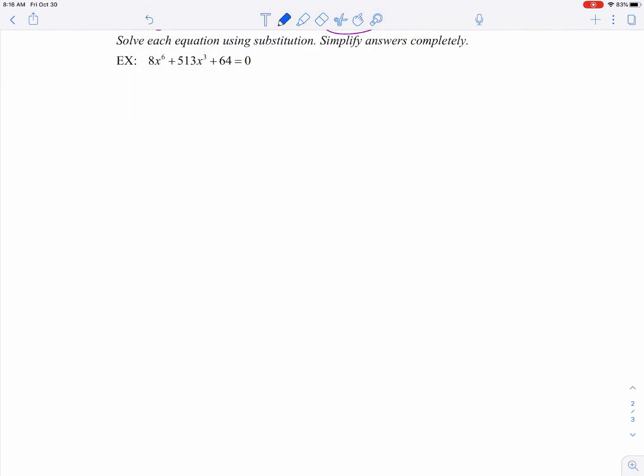Let's switch colors. Okay. So, in this case, if we cut to the chase, our middle term is x cubed. So we're going to let w equal x cubed, so that this becomes 8w squared plus 513w plus 64 equals 0. Now, I don't know if I can factor that. We don't have to. We should be able to use the quadratic formula.